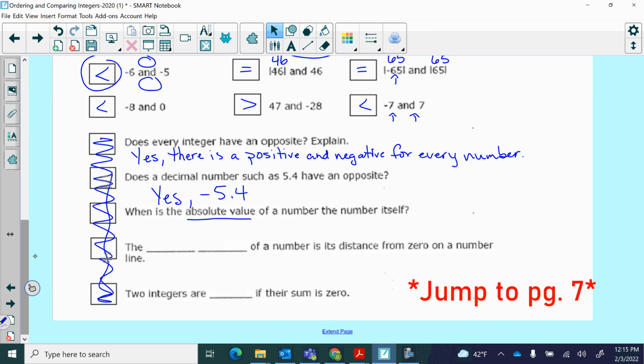When is the absolute value of a number the number itself? In other words, when is the absolute value of a number the same as the number? Good. I heard both answers because there's actually two answers to this: 0 or any positive number. Because remember, it's just its distance away. So if it's a positive number, then that is also its absolute value. It's telling you how far from 0 it is. So the blank blank of a number is its distance from 0 on a number line. Absolute value.